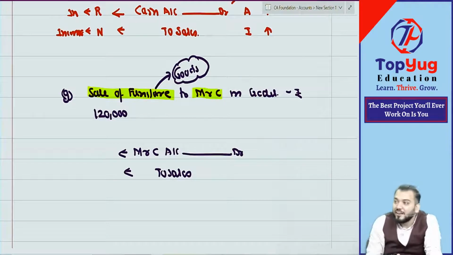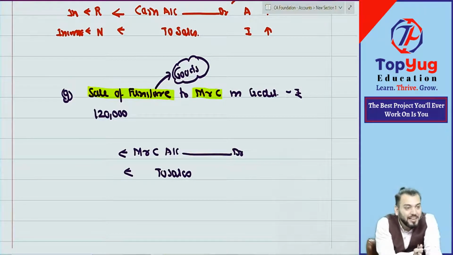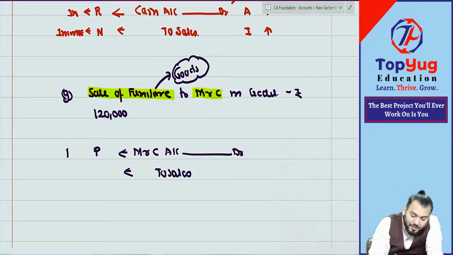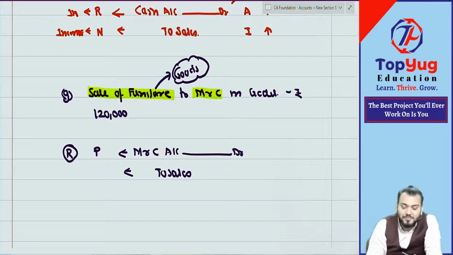But it is a personal account. Asset can be a real as well as a personal account. So can you see he is a personal account? And Mr. C is receiver or giver? Sale of furniture, so he is a receiver of furniture. So debit the receiver.